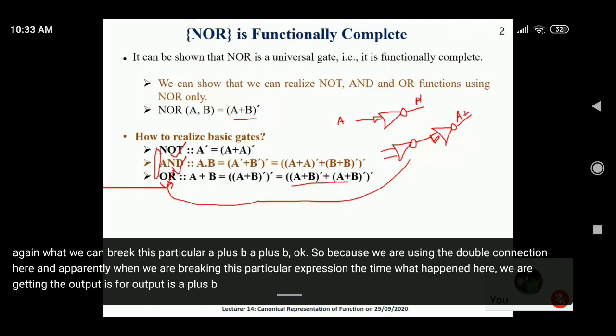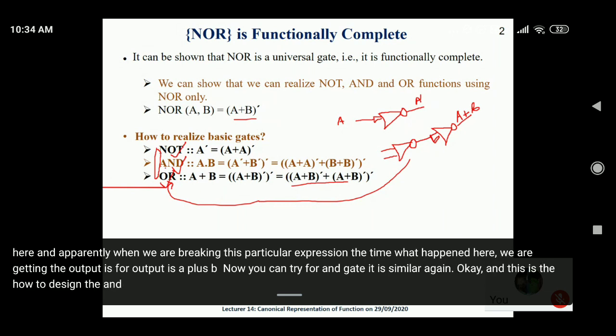Now you can try for the AND gate. It is a similar manner. And this is how to design the AND gate. It is homework for you, and you can try yourself.